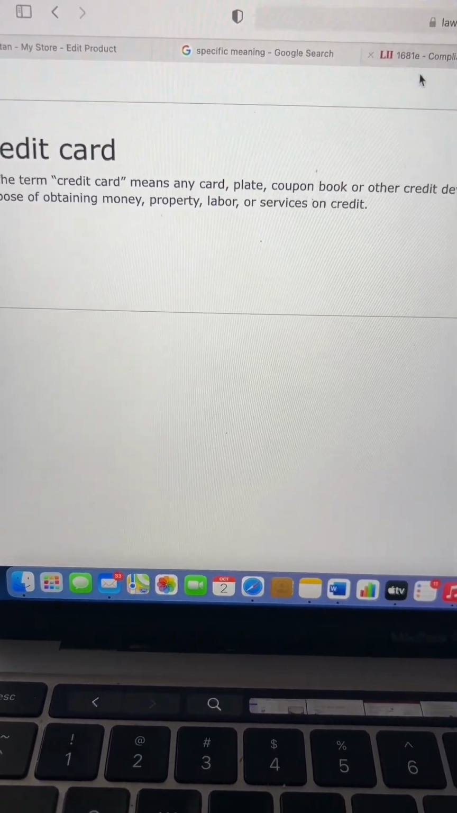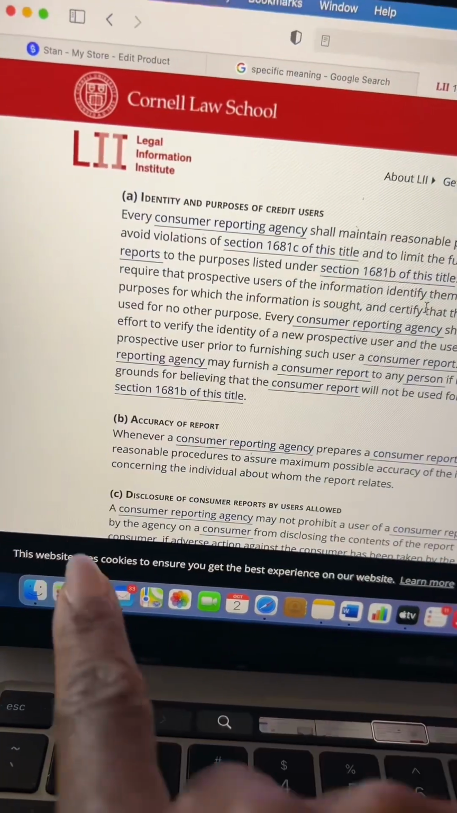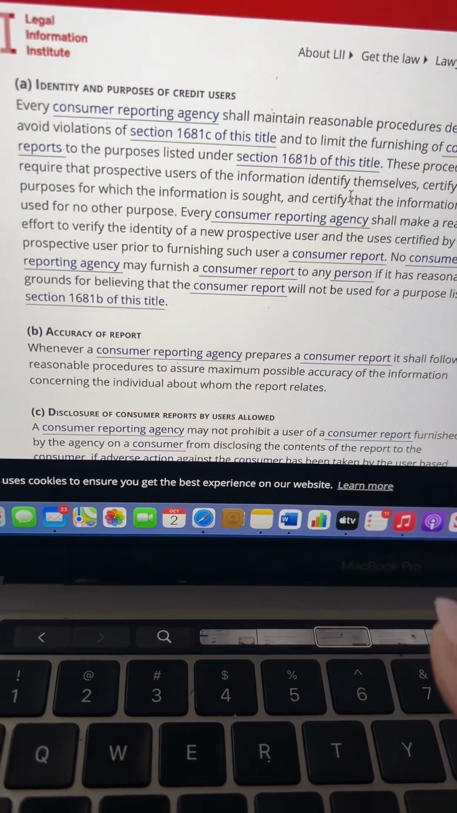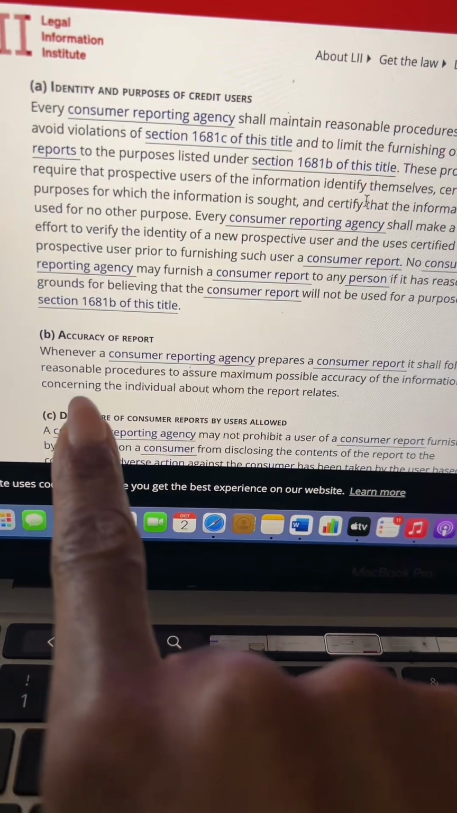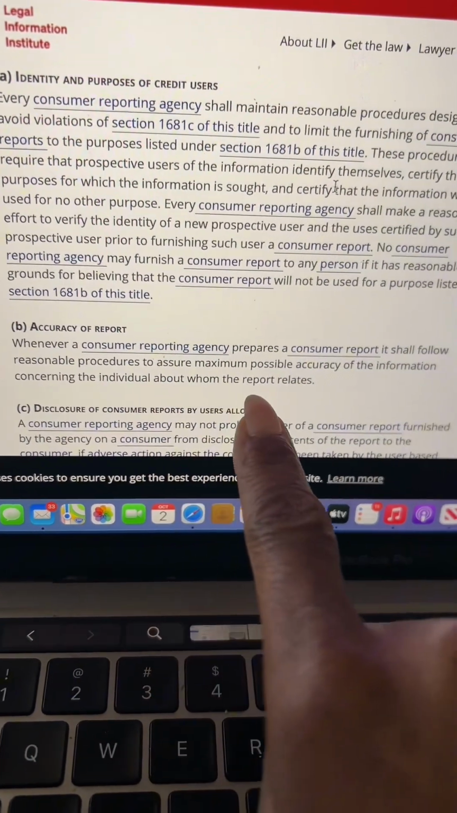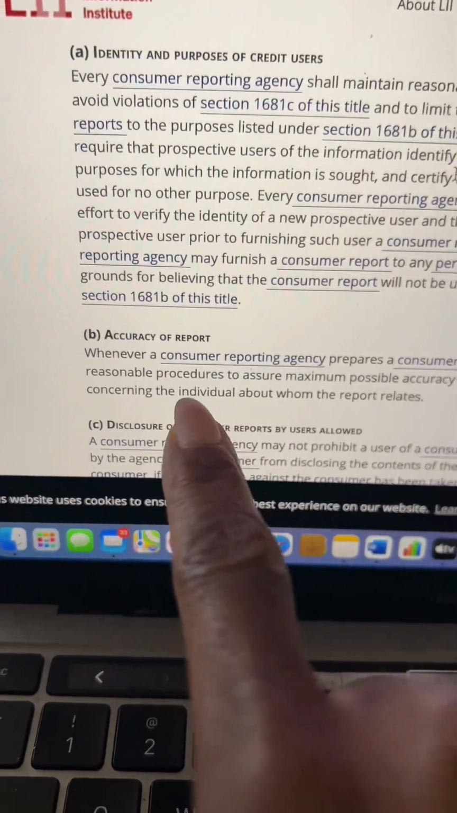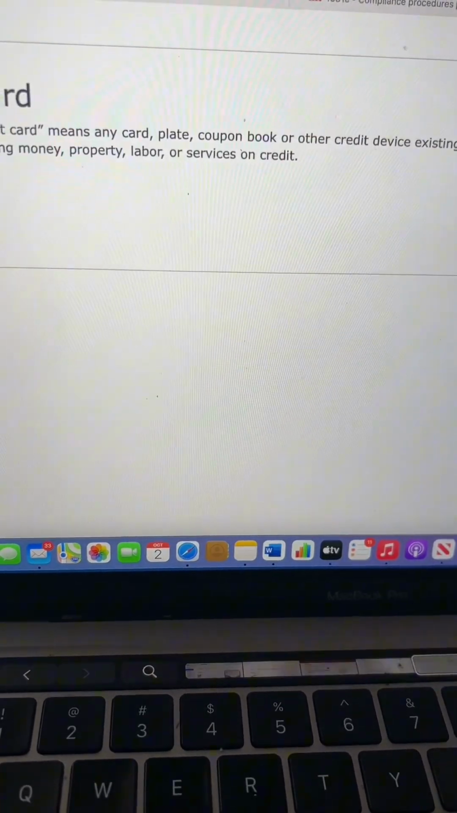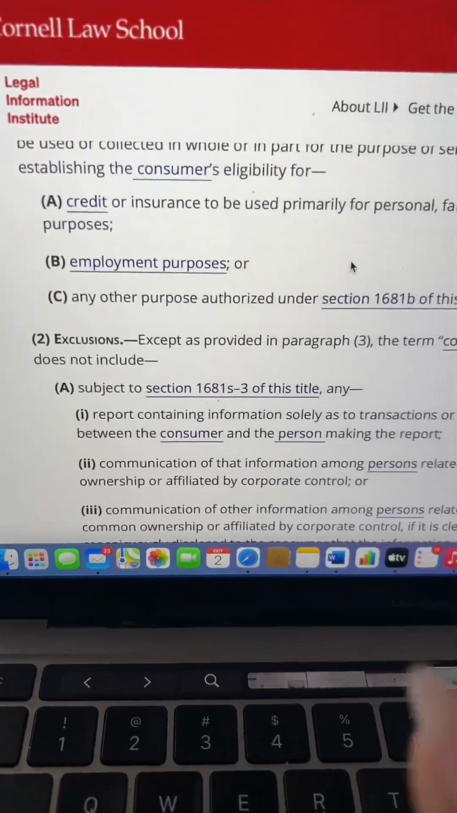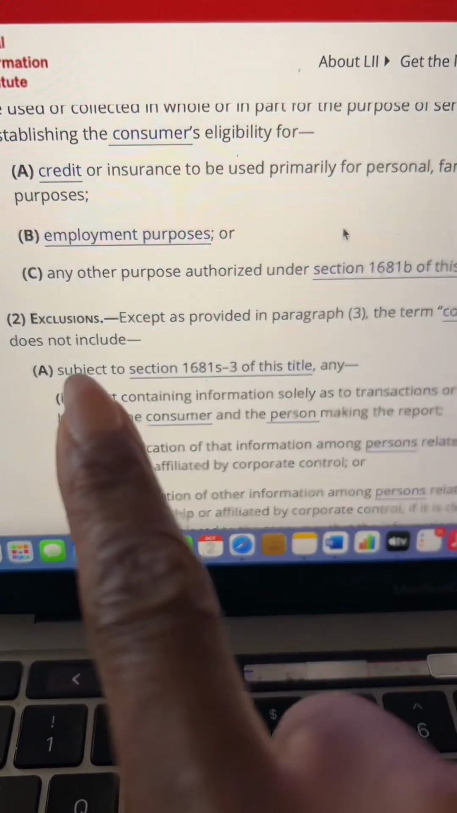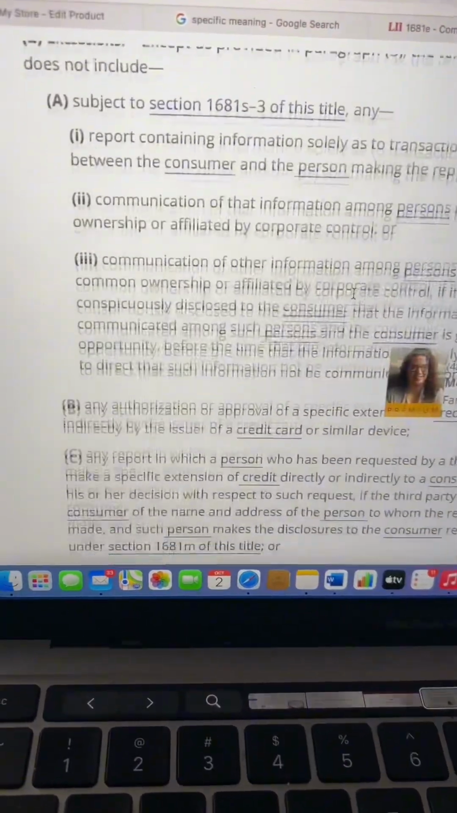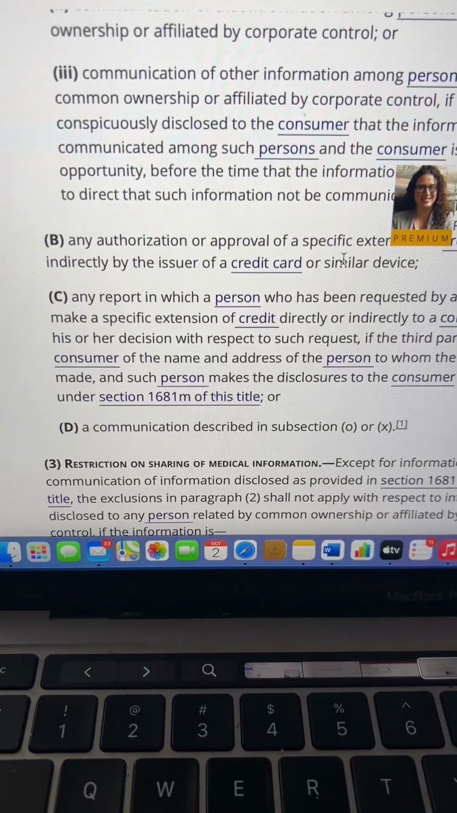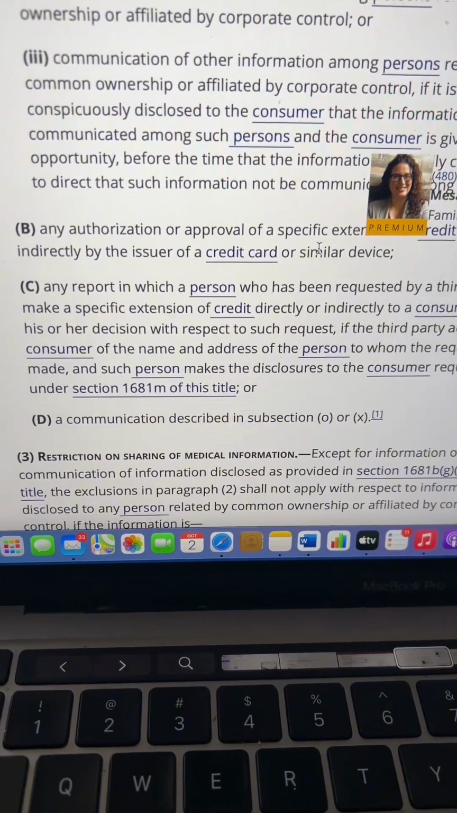It's telling you here. It's telling you. And that's why I go back to accuracy of report. How do you know if everything is 100% accurate? How do you know if the consumer reporting agencies are following reasonable procedures to ensure maximum possible accuracy? They're not. This is a violation. Why? Because I just showed you how. It's telling you what shouldn't be on a consumer report, what's not included. We just read it. Any authorization or approval of an extension of credit.